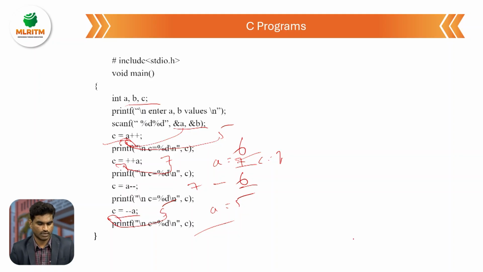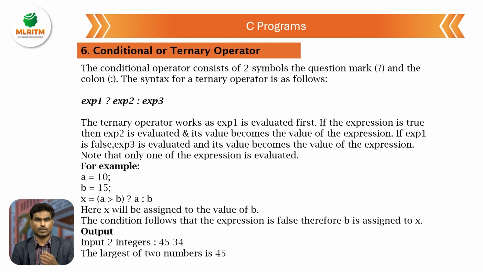This is increment and decrement operators. Next one is the conditional operators. Conditional operators we also call the ternary operator. A ternary operator is one where we are using three operands.